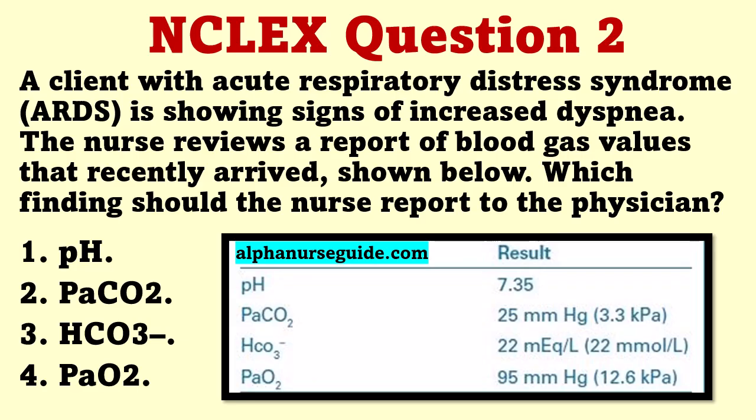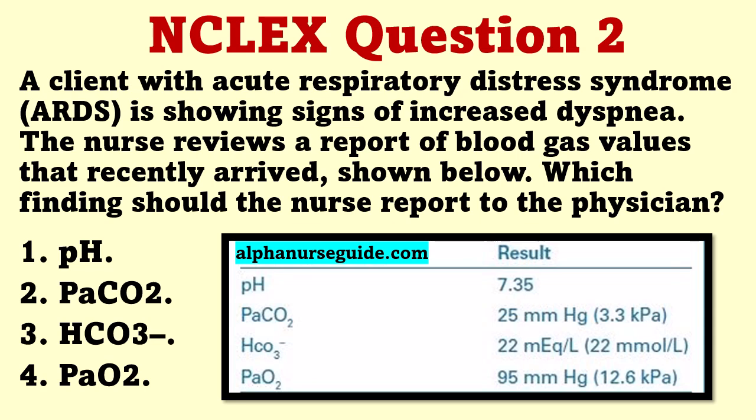A client with acute respiratory distress syndrome is showing signs of increased dyspnea. The nurse reviews a report of blood gas values that recently arrived. Shown below, pH is 7.35, PaCO2 is 25, HCO3 is 22 milliequivalents per liter, and PaO2 is 95. Which findings should the nurse report to the physician? 1. pH. 2. PaCO2. 3. HCO3. 4. PaO2.